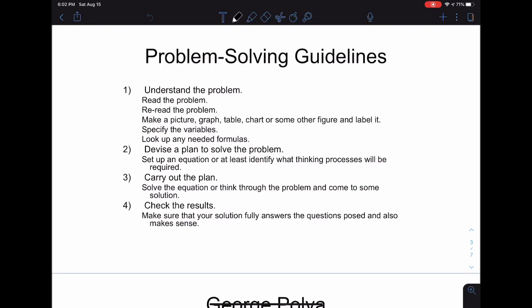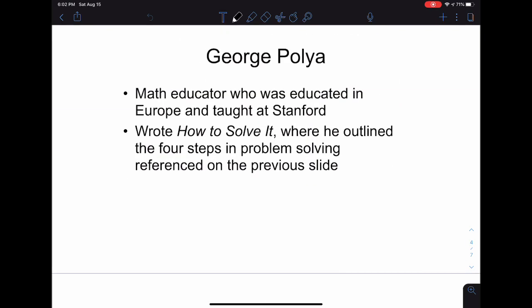And who can we thank for this? We can thank a man named George Polya. He was a math educator, educated in Europe, and taught at Stanford University. And he wrote a whole book on this called How to Solve It. The title is pretty self-explanatory. He outlined these 4 steps in problem solving and went through and discussed his process and the thought process that is needed in order to effectively, efficiently tackle math thinking.